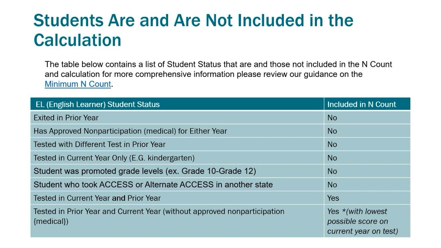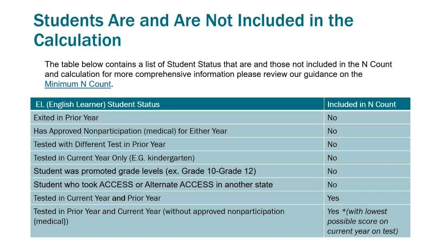Kindergarten students. These students only have a current year score, so they naturally don't have a prior year to reference. Students who repeat a grade, for example, those who were in grade 3 last year and remain in grade 3 this year. Non-participation instances, and this could be either from the previous year or a current one. Assessment switchers. Some students might switch between the Alternate ACCESS and the standard ACCESS, which affects their inclusion.